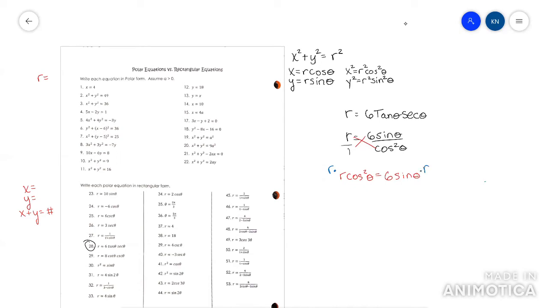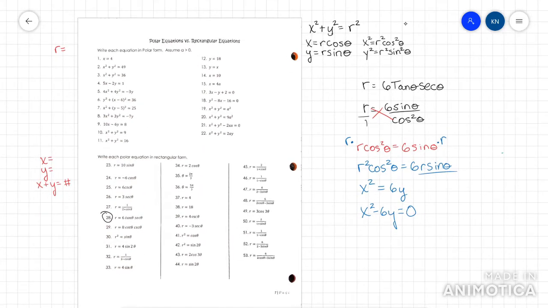Because if I times by r on both sides, I'd get r squared cosine squared on the left. I'd get 6r sine on the right. Well, r squared cosine squared is x squared. And then this r sine theta on the right is y, so it's just like 6y. So you end up with x squared equals 6y. Then if you wanted to clean it up, you could say x squared minus 6y equals 0. You could also get it to like y equals something, but I'd probably leave it like this.